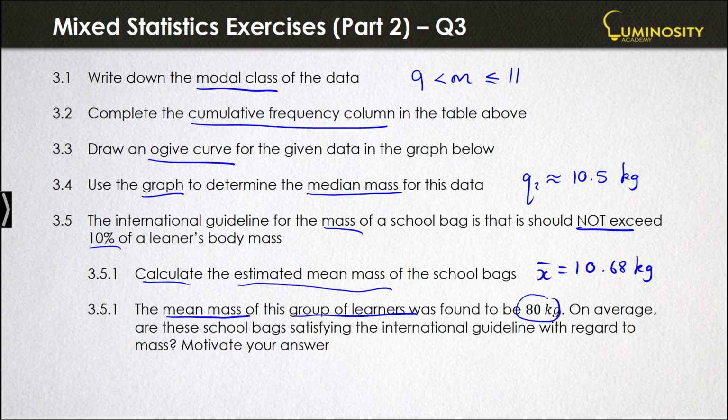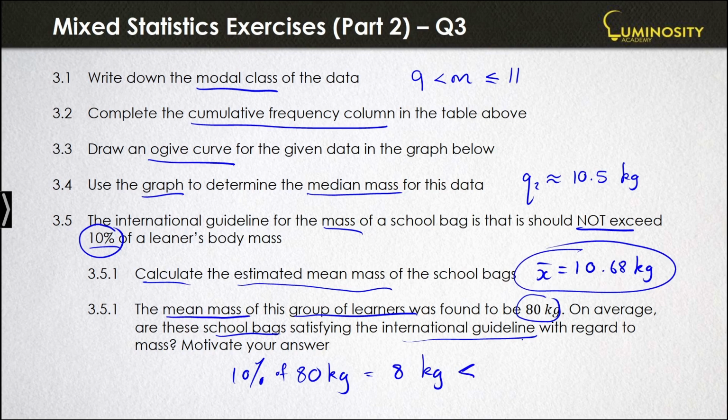On average, are these school bags satisfying the international guideline with regard to mass? Remember, if they are satisfying, it means that the school bags mustn't weigh more than 10% of the learner's body mass. But the average learner's body mass is 80 kgs, okay? And 10% of 80 kgs is 8 kgs. But notice that 8 kgs is less than the estimated mean mass of the school bags that we found at the school, which was 10.68 kgs.